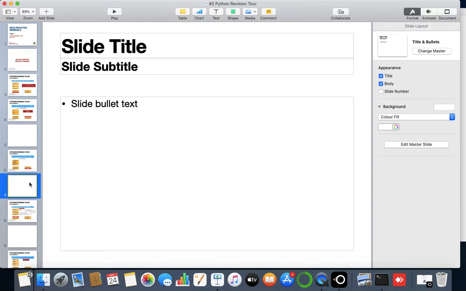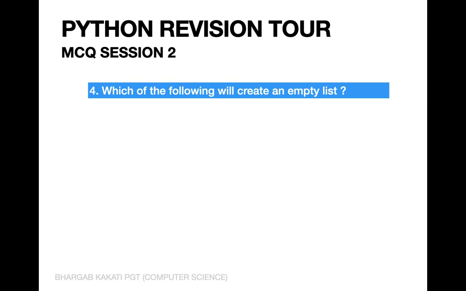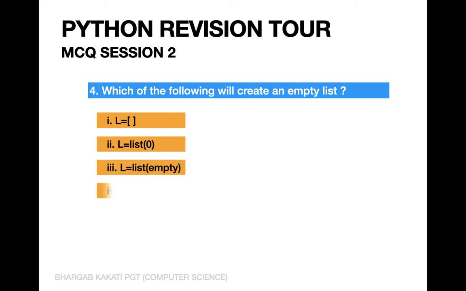Alright, let's move on to the next question. Which of the following will create an empty list? An empty list means a list which does not contain any elements. The options are: 1, L equals to [] with empty brackets; 2, L equals to list(0); 3, L equals to list(empty); and 4, L equals to list().